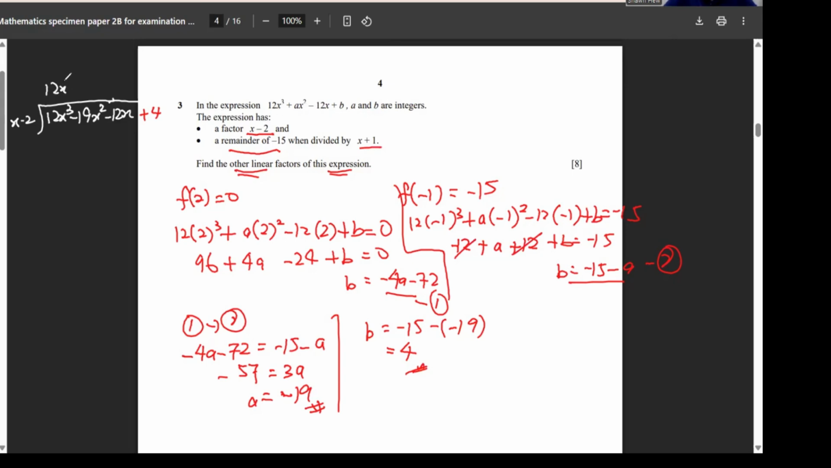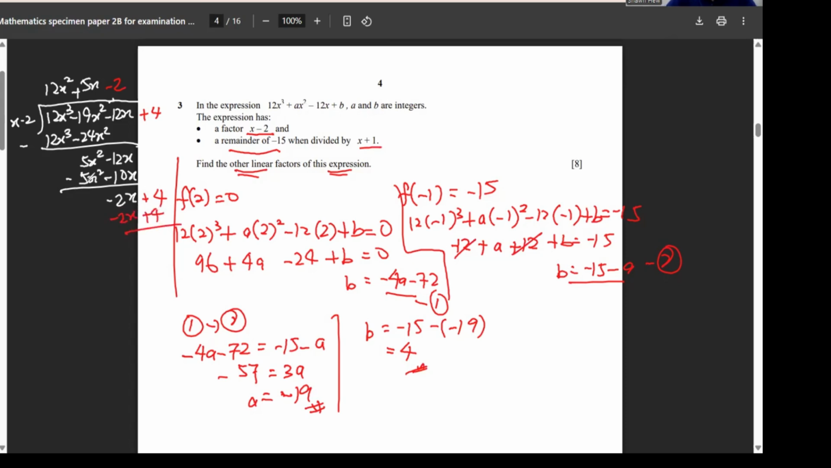So long division, this time this becomes 12x power 3. This also needs to be times this minus 2, becoming minus 24x squared. So up minus down will become 5x squared minus 12x. Here I times 5x. 5x times x will become 5x squared. 5x times minus 2 will become minus 10x. So up minus down again, becomes minus 2x plus 4. Here I put minus 2, which becomes minus 2x plus 4.